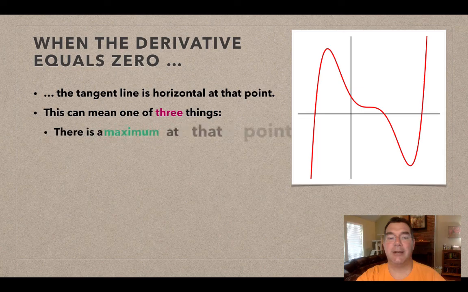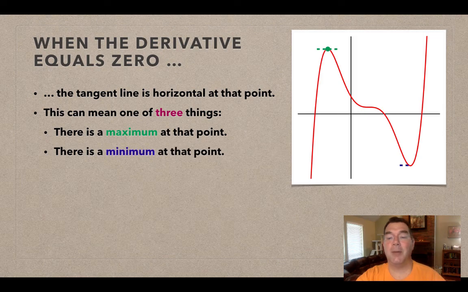It could mean that there is a maximum at that point, as you can see by the green dot and the green tangent line. There could be a minimum at that point, as you can see by the blue dot and the blue line. Or there could be an inflection point, as you can see by the red dot and the red line. Okay, so in the case of the first one, the green one, the function is switching from increasing to decreasing. For the minimum, the graph is switching from decreasing to increasing.